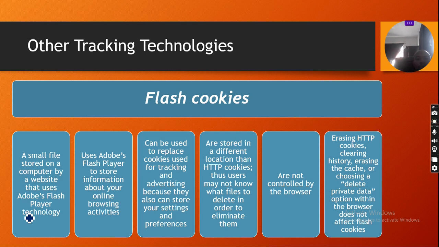Okay, now let's move on. We have what we call other tracking technologies apart from cookies. We have the flash cookie. The flash cookie is superior to the ordinary HTTP cookies. The superiority is that even if you erase the HTTP cookies or other cookies, clear the history, erase the cache, or choose a delete private data option within the browser, this flash cookie still does not get deleted. It still remains. So this is the superiority it has over the other HTTP cookies that we've talked about.